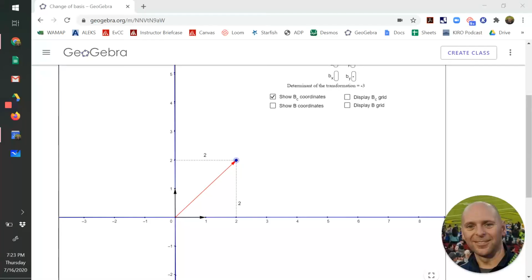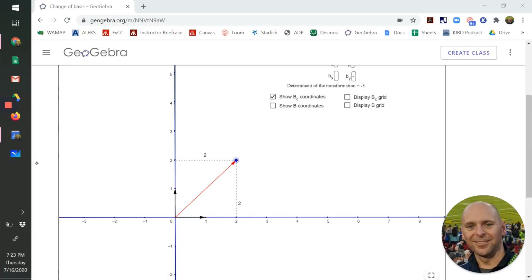A great way to visualize what happens with different bases is to see it from a visual perspective. So I've got a GeoGebra applet here that will allow us to look at different bases within the same rectangular coordinate system. We've got a vector here that's going to the point 2, 2. So this is the vector 2, 2.